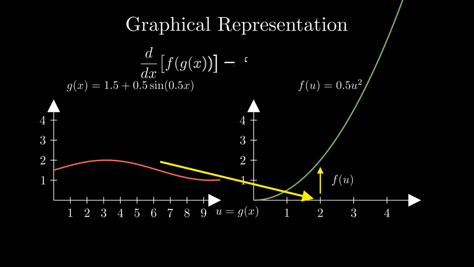The chain rule combines these relationships. It tells us that the rate of change of f of g of x is the product of the rate of change of g of x with respect to x and the rate of change of f of u with respect to u. This graphical view illustrates how the chain rule connects nested relationships. Let's apply this understanding to solve problems.